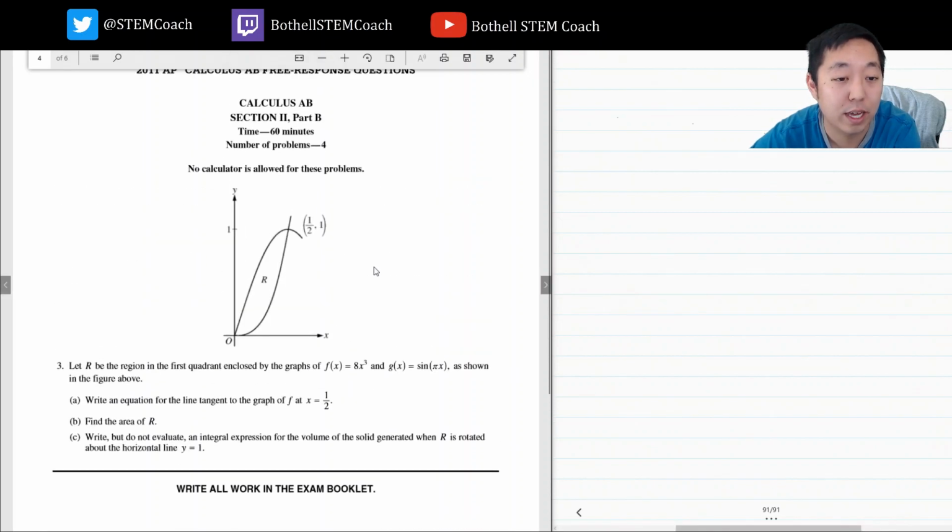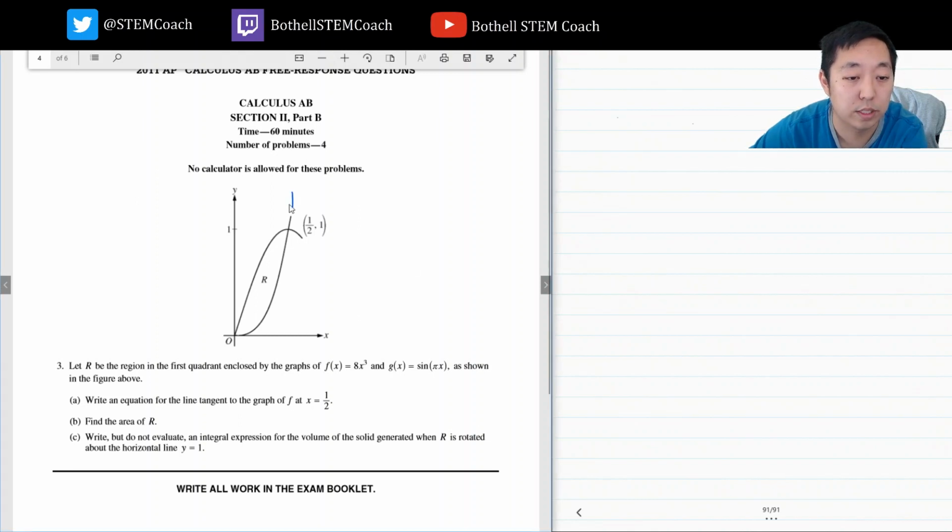And so here we have the next question. We are no longer in the calculator section, so these all have to be done by hand. Let R be the region in the first quadrant enclosed by the graphs. This one is the shape of 8x cubed, and this one has the shape sine pi x. That's just because I know what the shapes of those are. Sine looks like this, and x cubed kind of moves up like that.